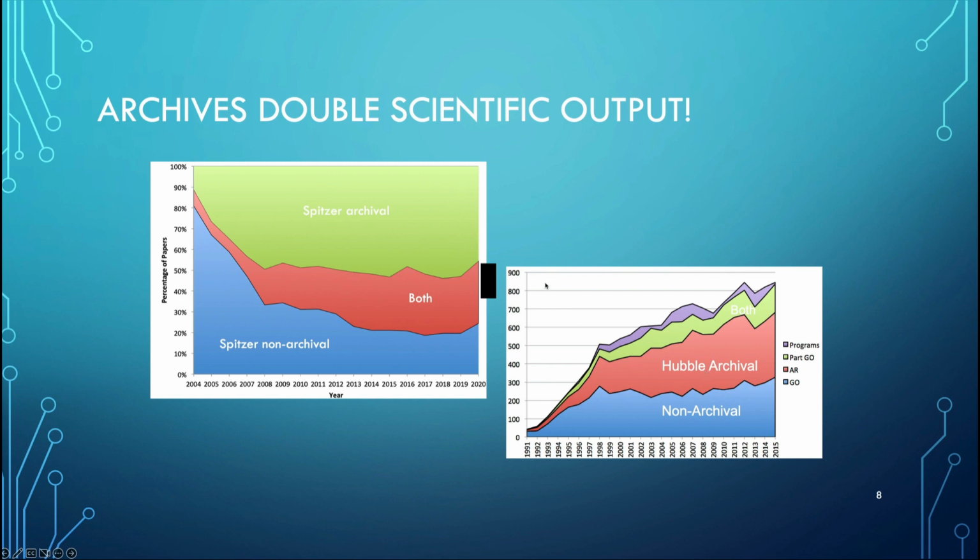This is Hubble data. It's a little bit different units. This is total number of papers, not percentage. Also as a function of time. Blue is non-archival, but here red is archival and green is both. So again, half of the papers are archival research. So having a good archive doubles the scientific output that your observatory produces.